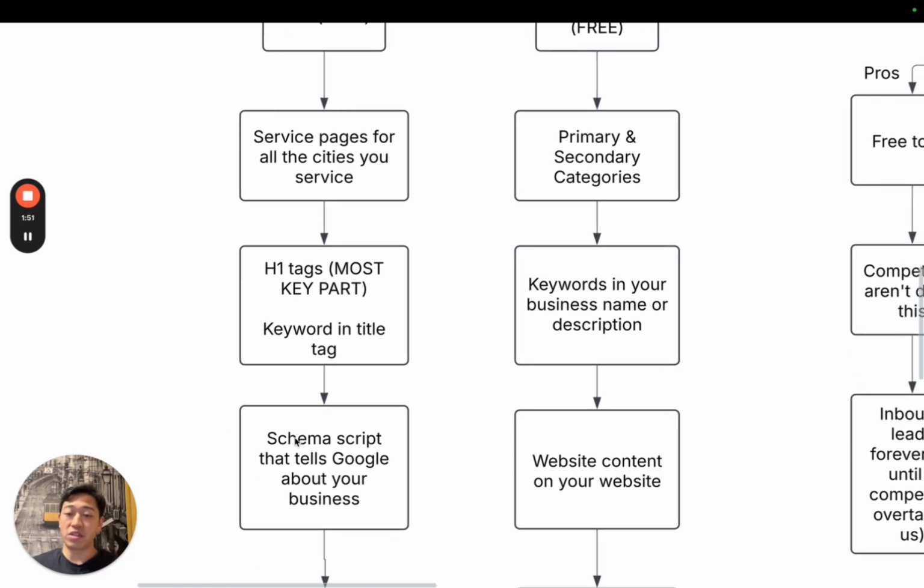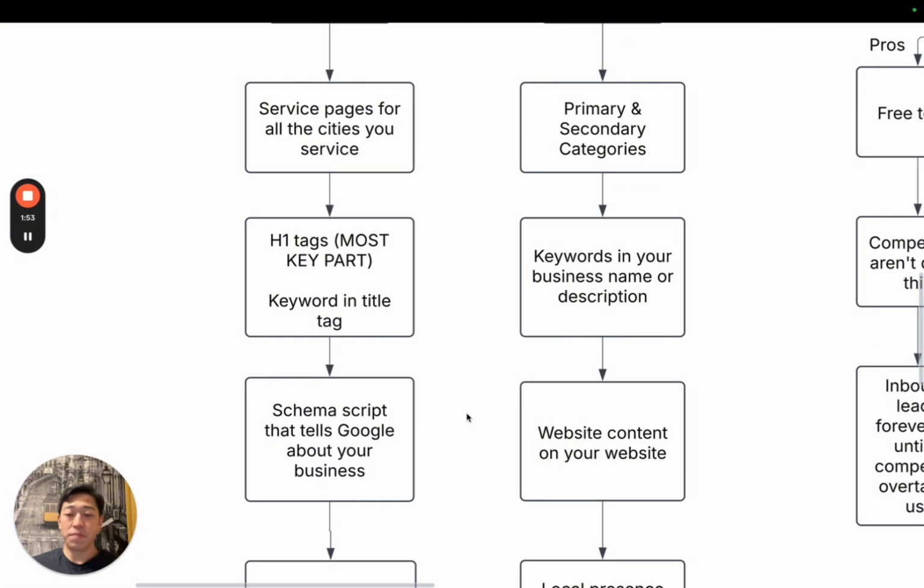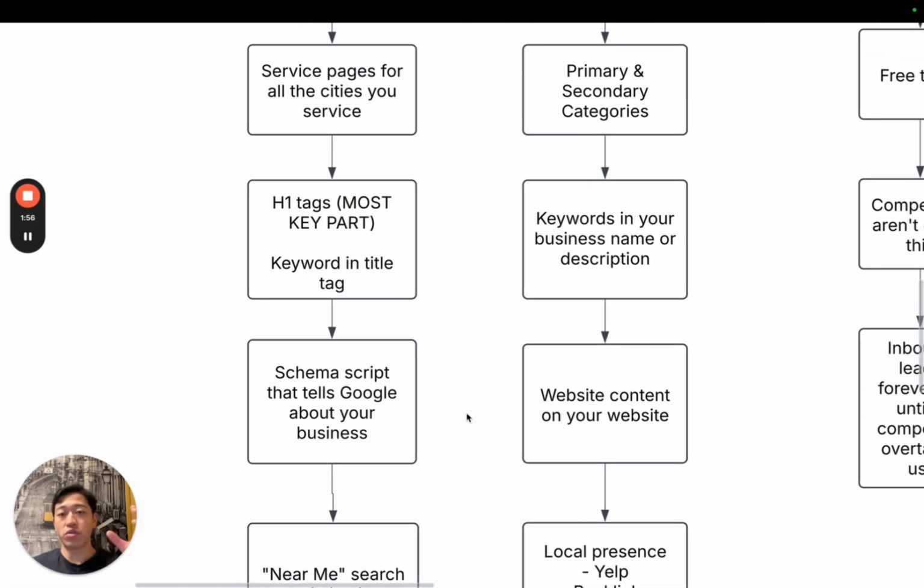On top of that, there's this thing with schema scripts that tells Google about your business. Whenever Google's crawling through all of your different pages and your competitors' pages, it's looking at what is the best fit for the person searching for this keyword. So whenever a homeowner searches for a keyword, you need to have a schema script where it'll show what service you offer, the price point, the different reviews you have, hours that your business is active in, and also the cities that you service.